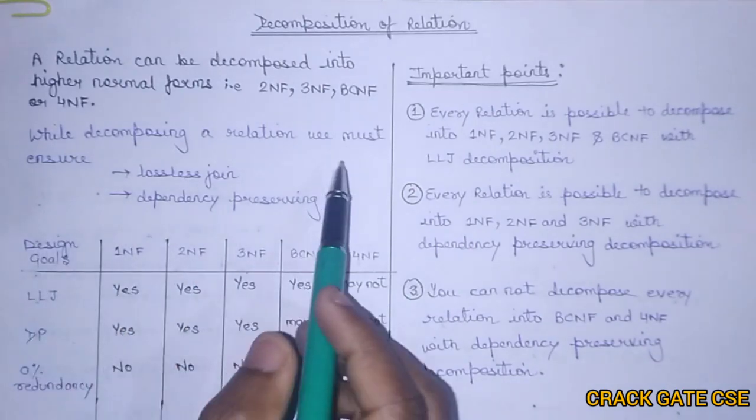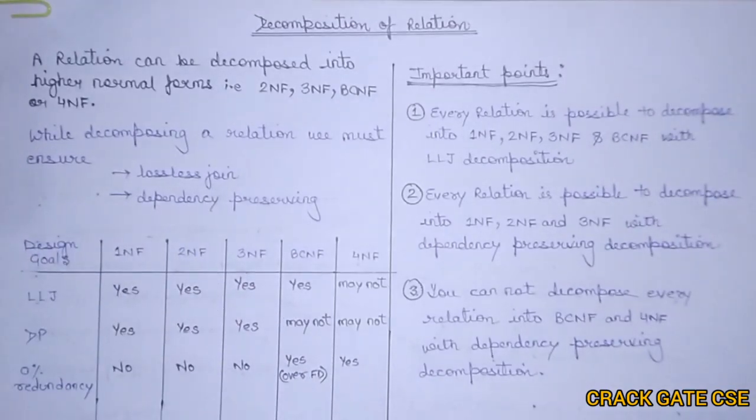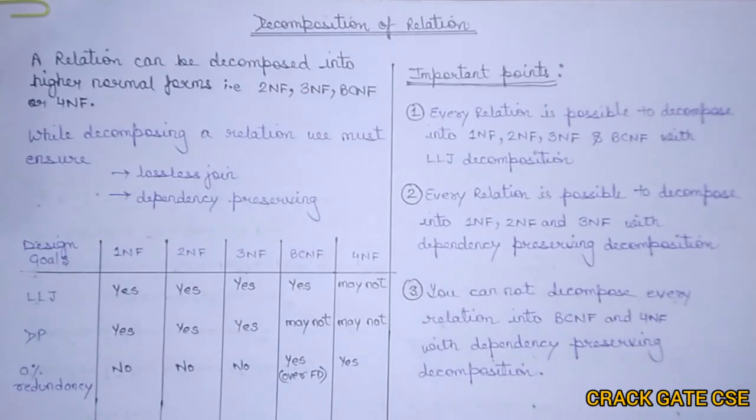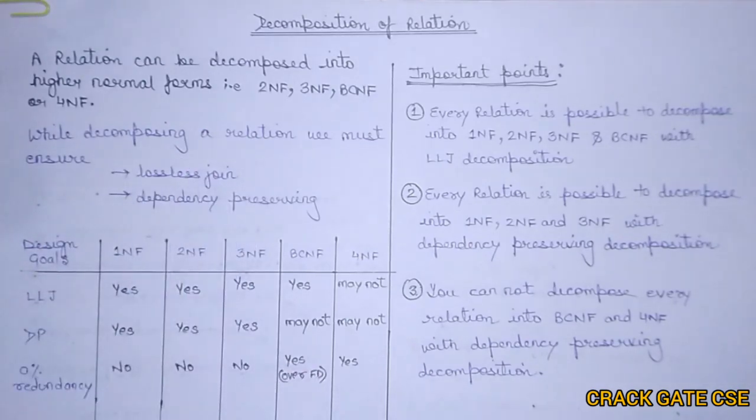Whenever we are decomposing a relation, we have to ensure that the decomposition is a lossless join decomposition. That means no information should be lost while decomposing that particular relation. We have already discussed lossless join decomposition in a previous video.